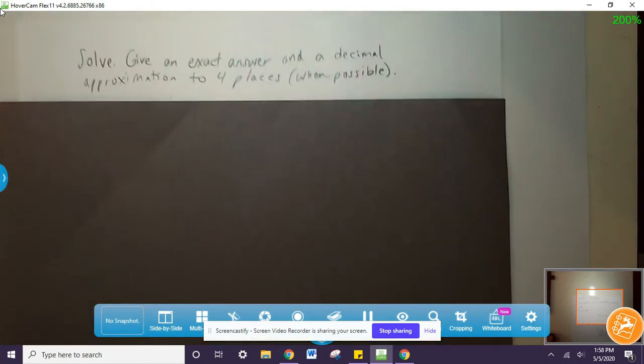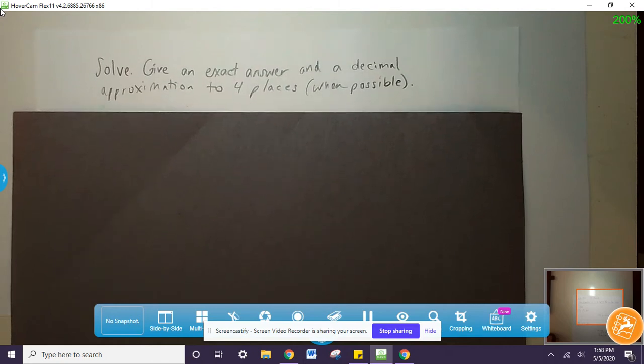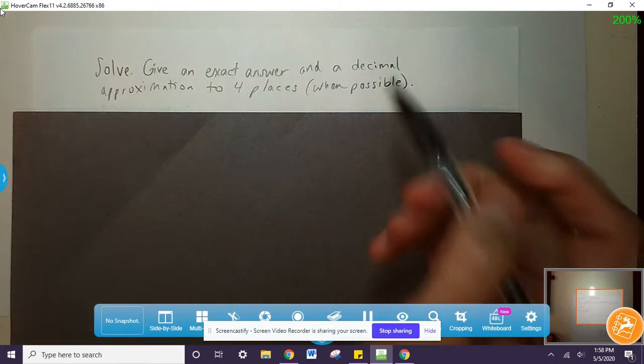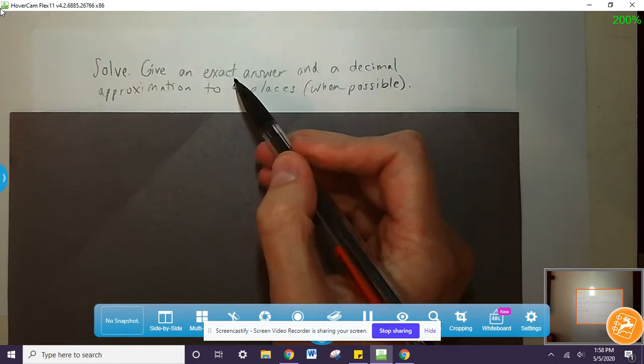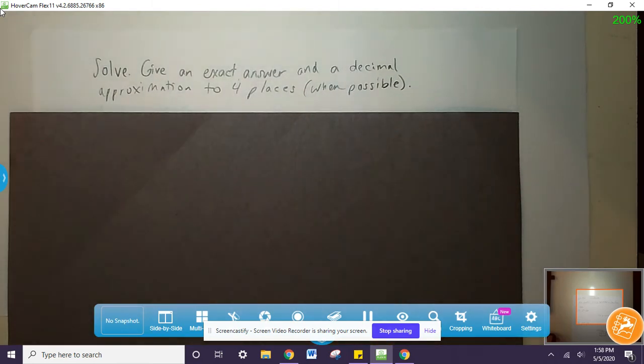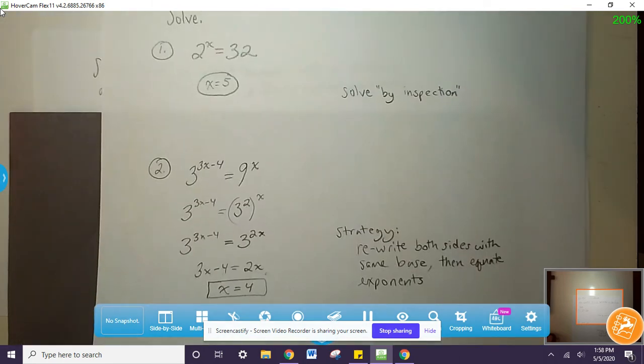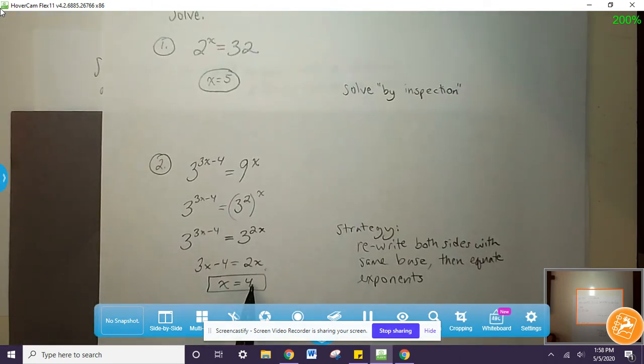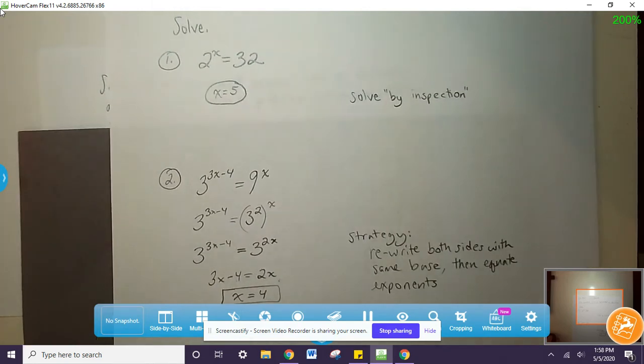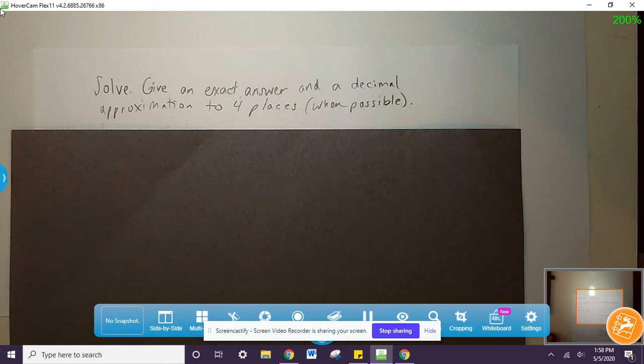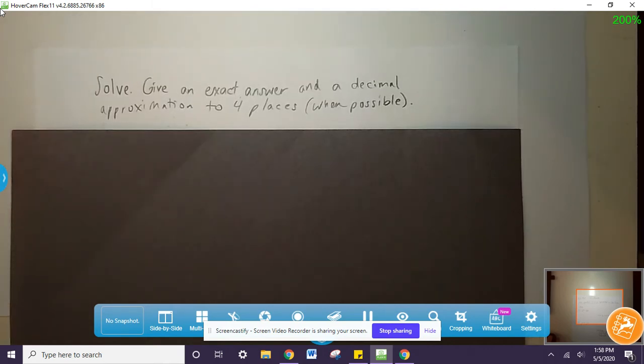For the next problems, I'm going to ask you to solve, and we're going to give an exact answer and a decimal approximation to 4 places when possible. I say when possible because if the answer comes out nice, then you wouldn't give a decimal approximation. So just referring back to number 2 that we just did, there would be no reason to give it a decimal approximation because 4 is a nice answer. There's no decimal part anyway. But a lot of times when you solve these, you're going to get a decimal that you need to round. So that's when we'll be doing decimal approximations.